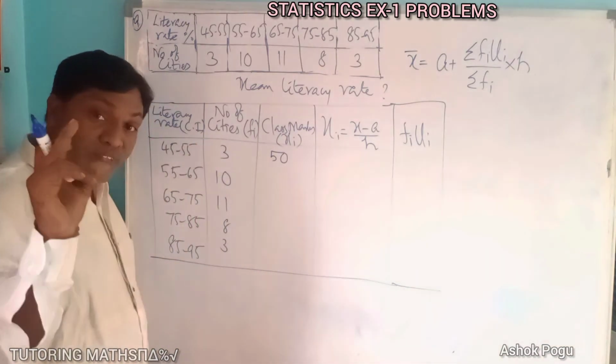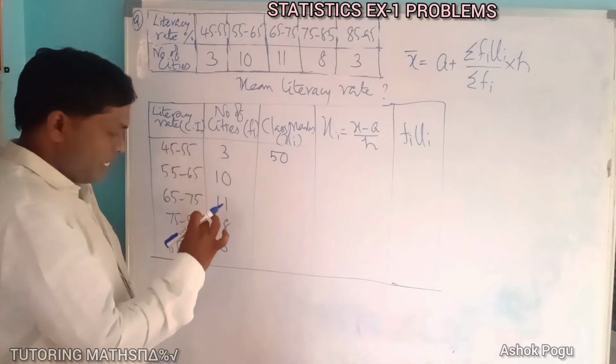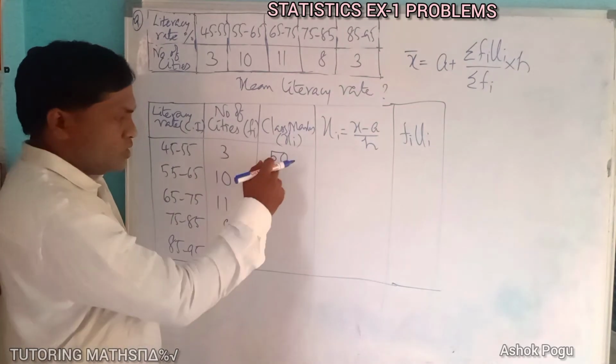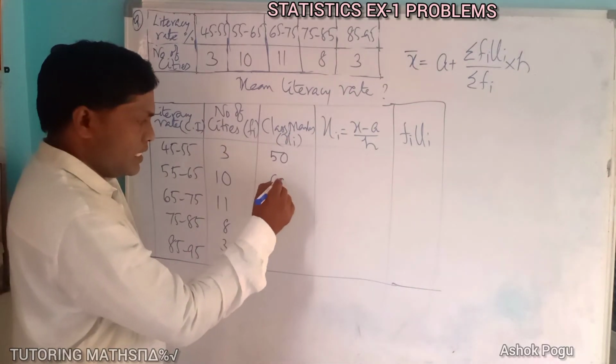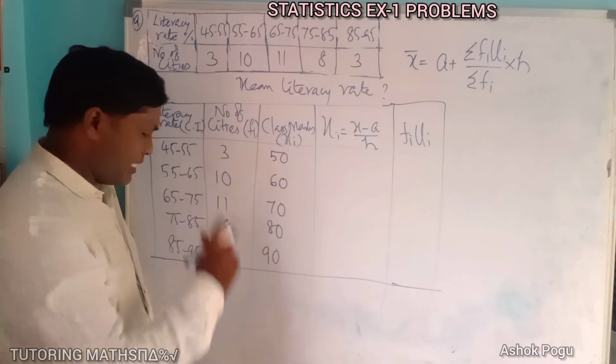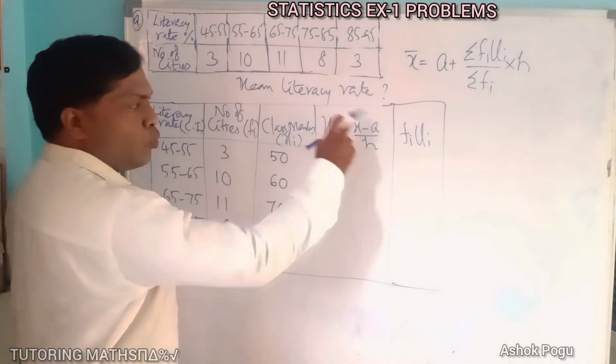Check the height of the class. What is the height of the class? 55, 65, 75, 85, 95: 10, 10, 10, increasing by 10. So just increase by 10: 60, 70, 80, and we get 90 for the last class interval. And now coming to UI.